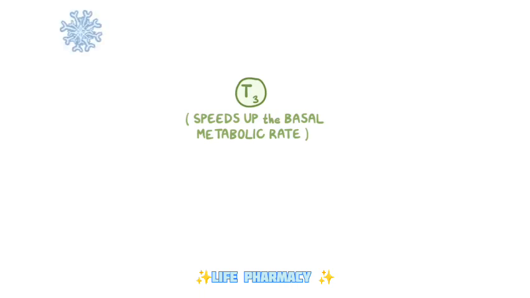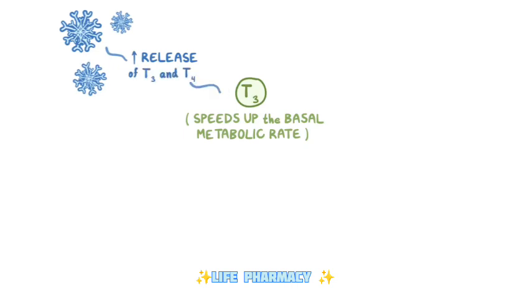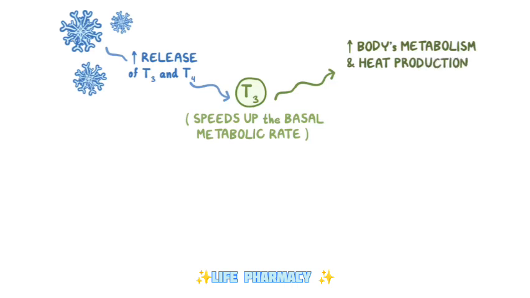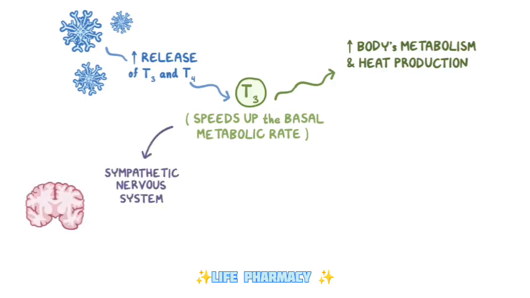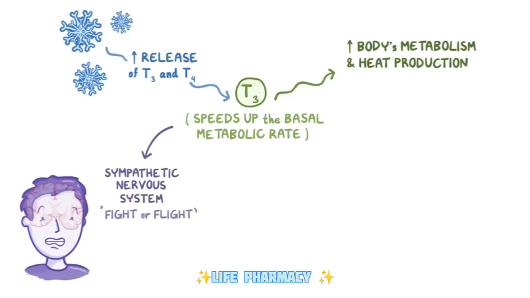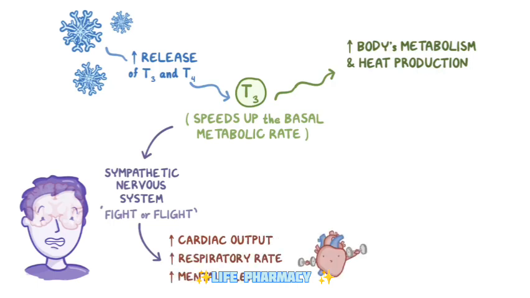For example, T3 speeds up the cell's basal metabolic rate, especially when we have to adapt to the environment. So, as an example, exposure to cold weather stimulates the release of T3 and T4, and they go on to increase body metabolism and heat production by burning up more energy in the form of sugars and fats. Thyroid hormones help activate the sympathetic nervous system, which is responsible for the fight or flight response. This increases heart rate, which in turn increases the cardiac output, respiratory rate, and mental alertness.